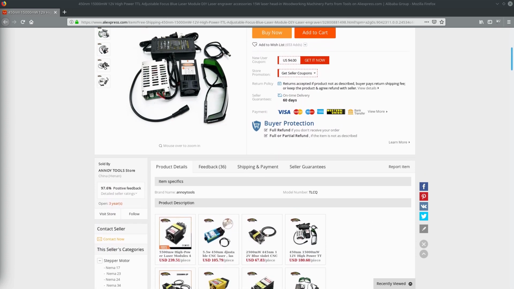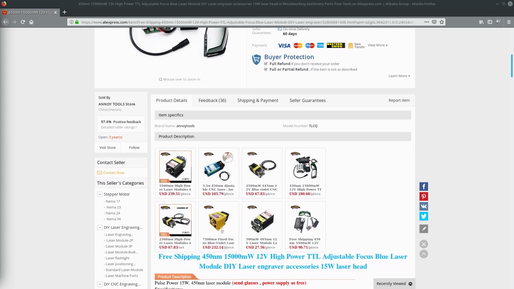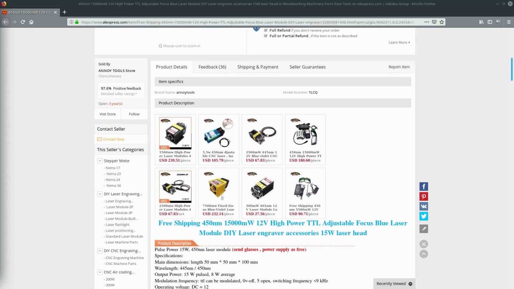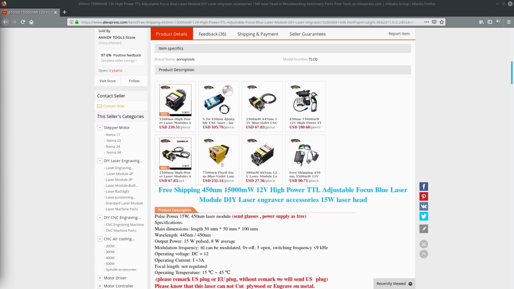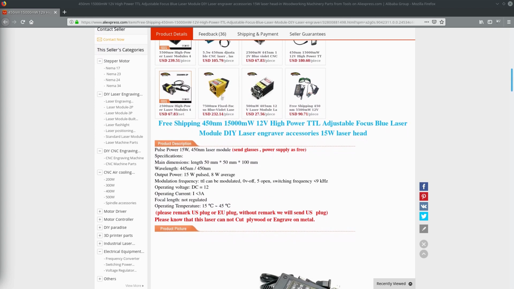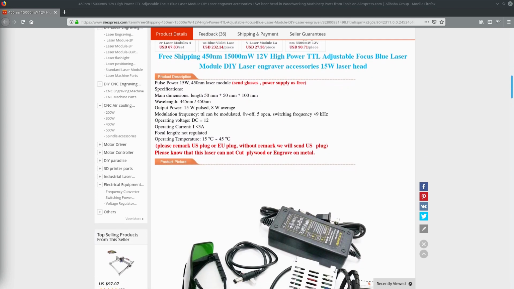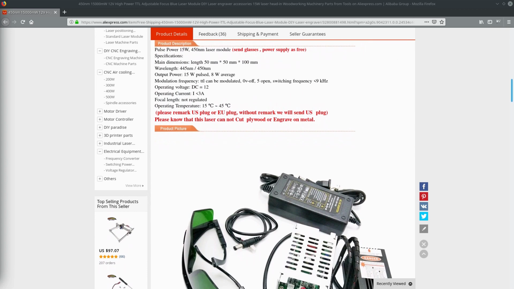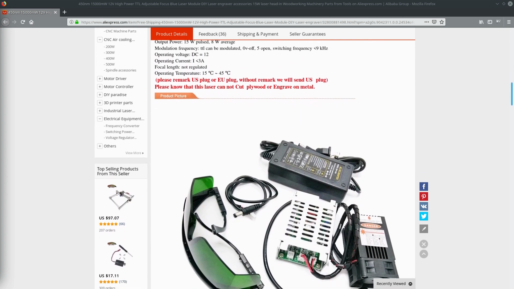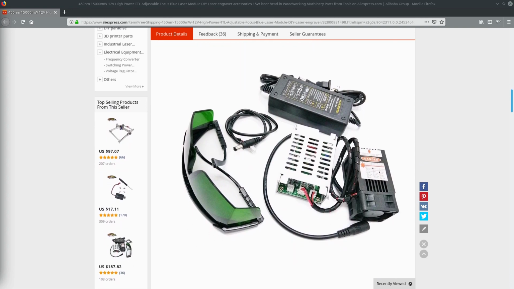I had a look around AliExpress. As of now, the most powerful diode laser I could find supposedly provides 15 watt of peak power and 8 watt of continuous light output. I bought this unit complete with power supply and a set of laser safe glasses for about 180 US greenbacks. Although, personally, I wouldn't trust my eyesight to those glasses.